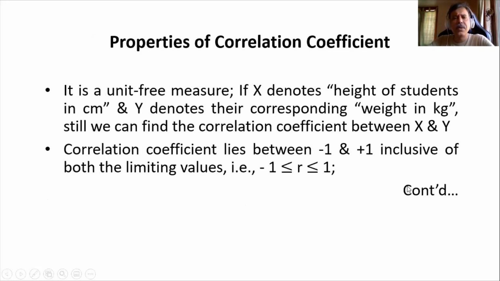What are the properties of correlation? First of all, it is a unit-free measure, means if one variable is of one particular unit, the other variable can be of some other unit. Like for example, here I specified height in centimeter and weight in kilogram. Still, I can find out the correlation between these two because it is a unit-free measure. And correlation coefficient always lies between -1 and +1. So r lies between -1 and +1. So -1 less than or equal to r less than or equal to 1.